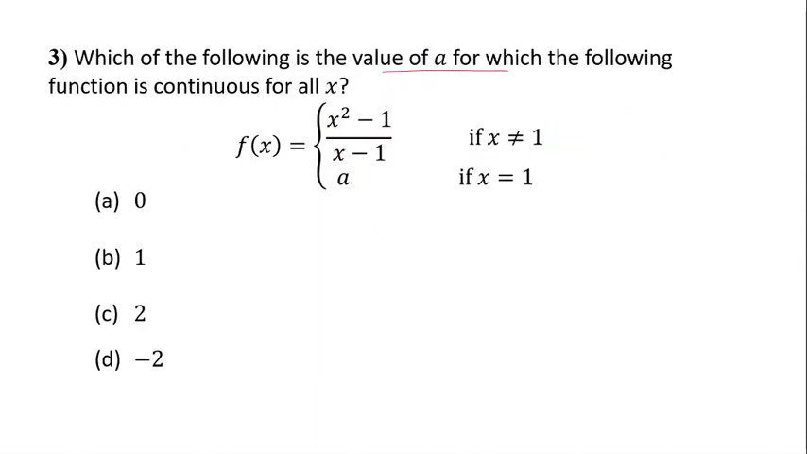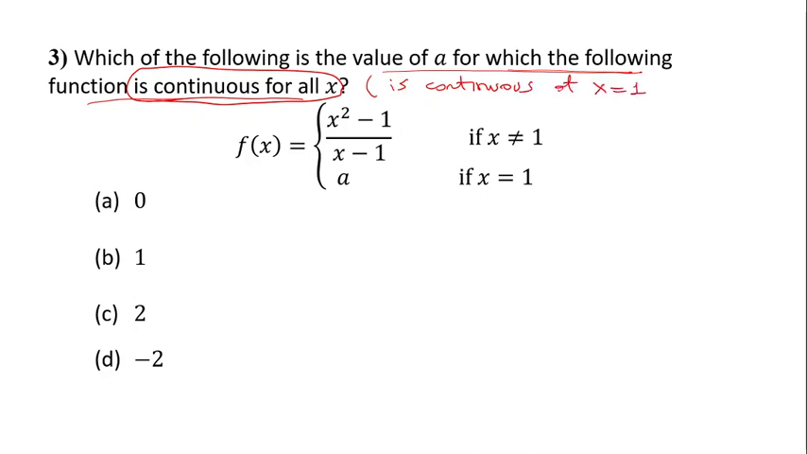Which of the following is the value of a for which the following function is continuous for all x? This question can be asked in the following way: for which of the following is the function continuous for all x, or we can say continuous at x equal to 1.